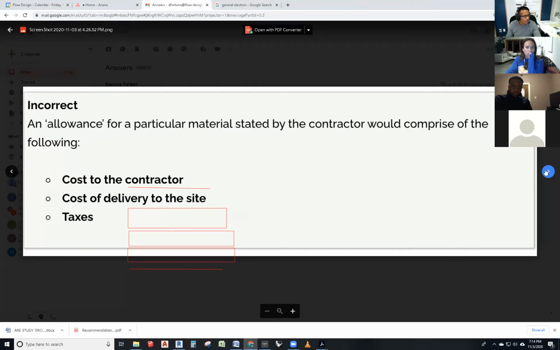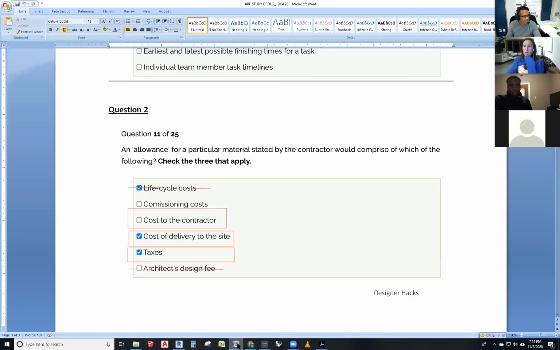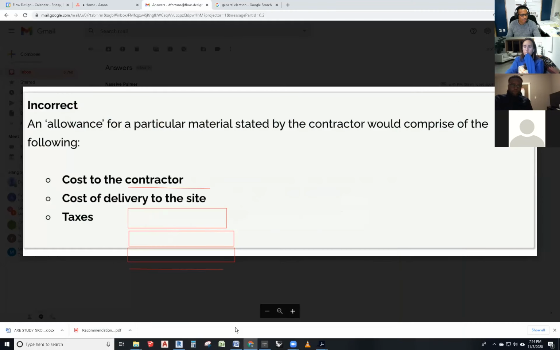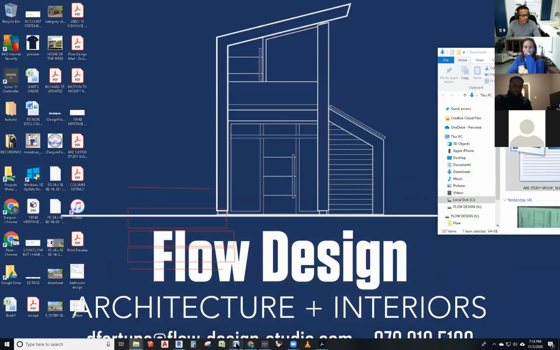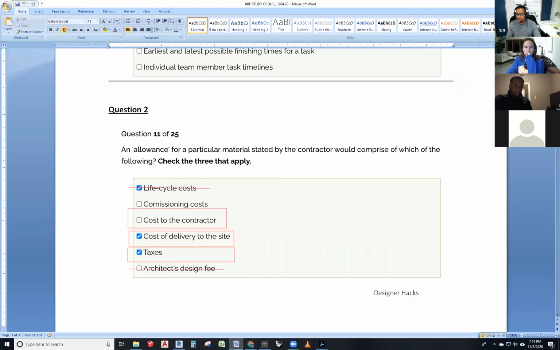Okay, no, no. Cost to the contractor, cost of delivery to the site, taxes. Is that what we said? Yeah. Cost to the contractor, cost of delivery to the site, taxes. Yes, that's correct. All right. Does it make sense, guys? It does. Okay, so let's go through the next one.